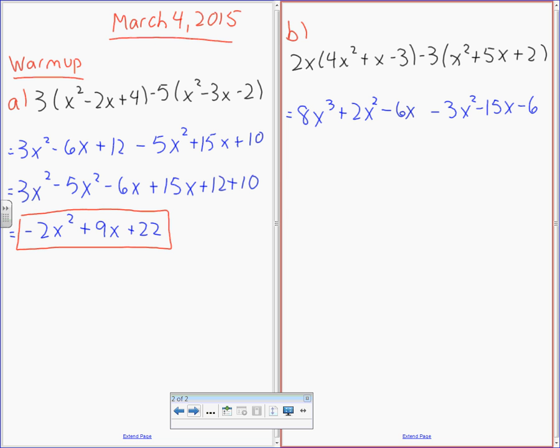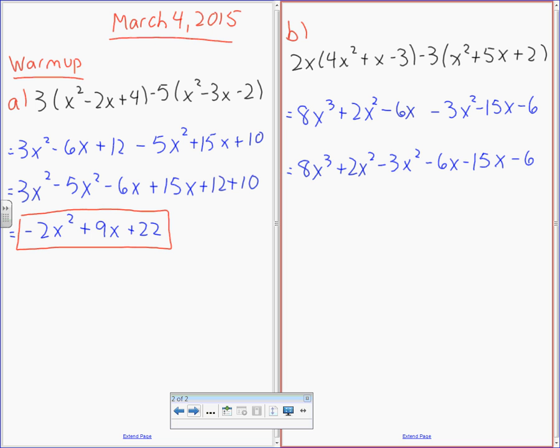Thank you. Go ahead. 8x cubed. Yeah. 2x squared minus 6x minus 15x minus 6. And you're probably thinking to yourself, man, there's a lot of integers in there. Yes, there is. This is grade 10 math. There will be lots of integers in there, and that's fine.